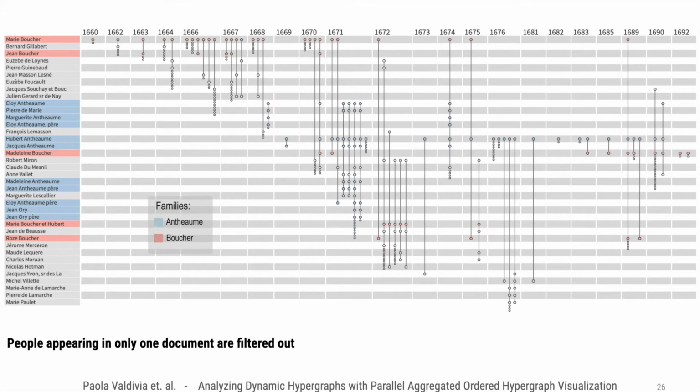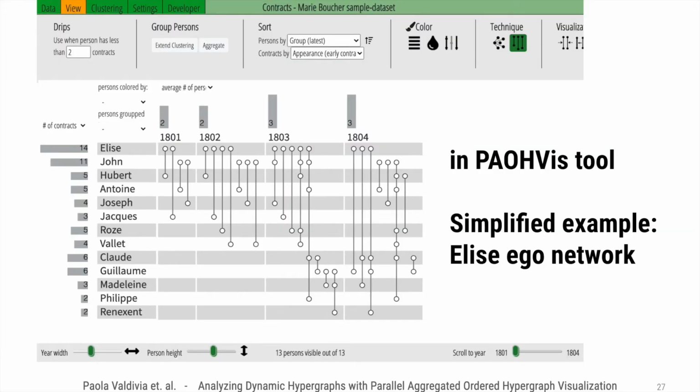Using PAOHVis, she has the list of merchants at the left, and she can see each document, the detail of who was mentioned in each document, and the temporal information. In this case, each time slot represents a year. Let's go back to understand how PAOHVis works with a simplified example.